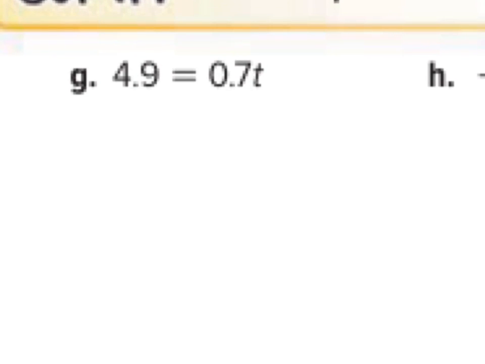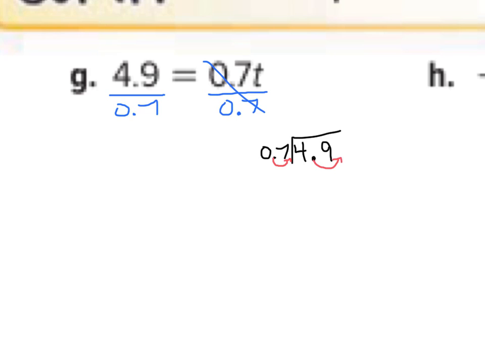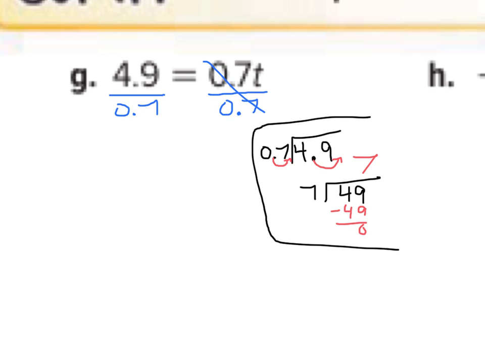Well, divide by 7/10ths on both sides of the equation here. This is going to cancel out. And now, if you were long dividing 4.9 divided by 0.7, remember, you cannot have a decimal point on the outside. So I need to move this decimal point over 1 to the right. I need to match that on the inside. And so this becomes 49 divided by 7, which is just 7. And so the answer to this equation is 7 equals T.